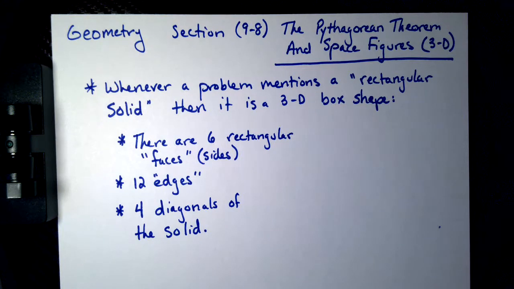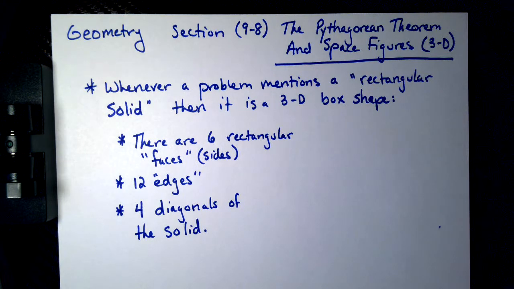The Pythagorean Theorem and what they call space figures is really going into 3D figures. So whenever a problem mentions a rectangular solid, then it's a 3D box shape. I'm going to draw one out in just a second. There's going to be 6 what they call rectangular faces. That's the sides of it, like the top, the bottom, the left, the right, the front, and the back.